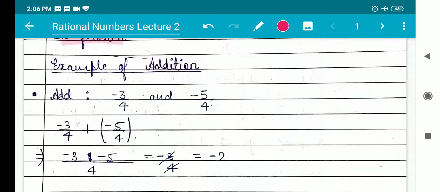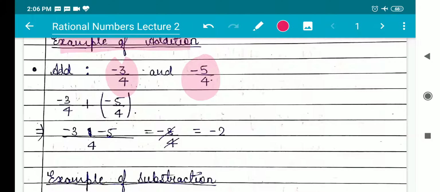Now here is an example of addition. Add minus 3 by 4 and minus 5 by 4. There are two rational numbers. First one is minus 3 by 4 and second one is minus 5 by 4. When we take the LCM, we get 4, and after calculating it, I got the result minus 8 by 4, and after reducing it, I got minus 2. This is the standard form of rational numbers. You can take various examples to understand this properly.